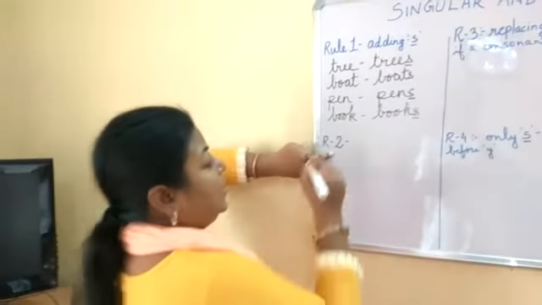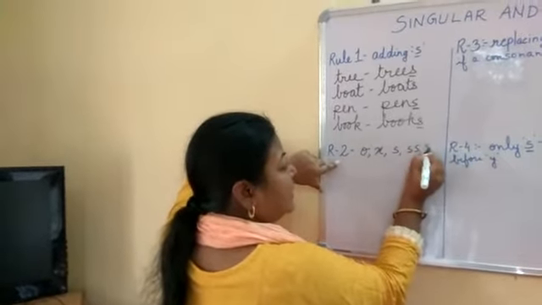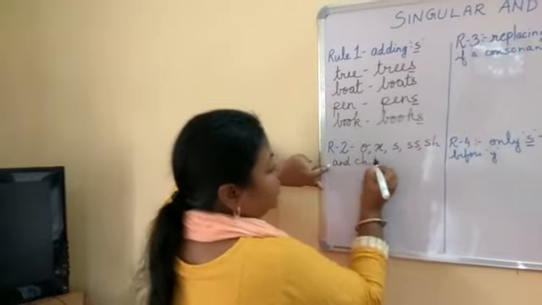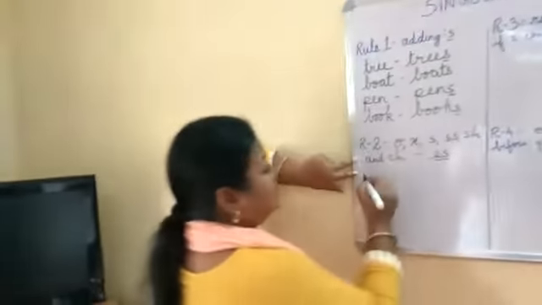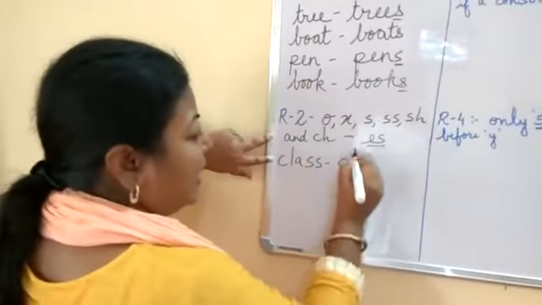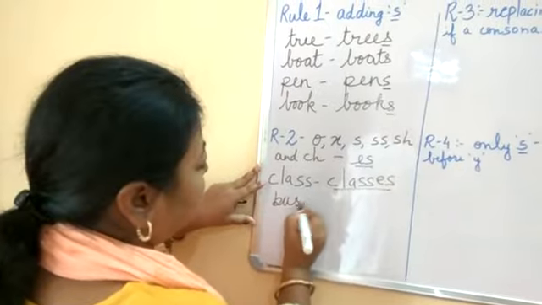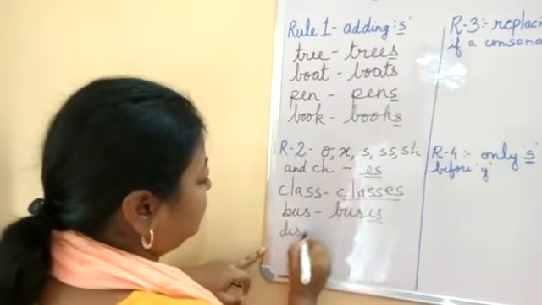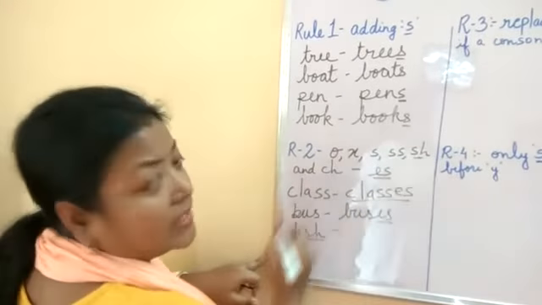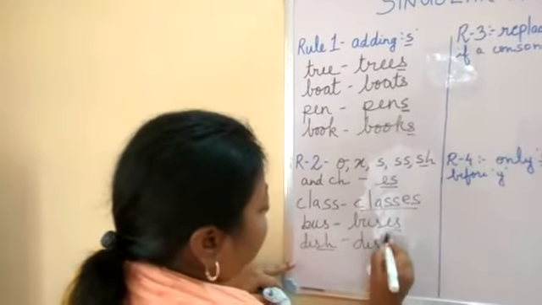Rule number 2. When the word ends with O, X, S, SS, SH and CH, then we need to add only ES to the word to make it plural. Example, class. So, I am going to add ES to make the word plural. It becomes classes. Bus. Buses. ES I have added to bus to make the word plural. Dish. See, the word is ending with SH. I told you when the word ends with SH, then only we need to add ES to make the word plural.